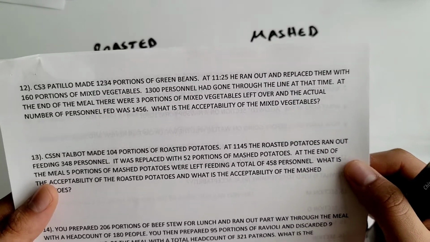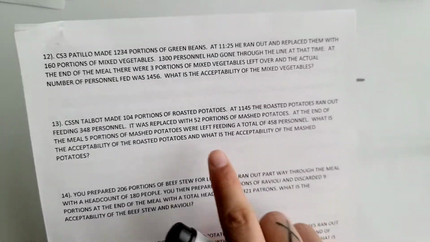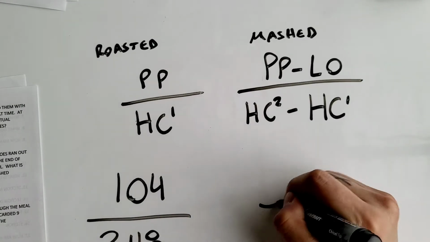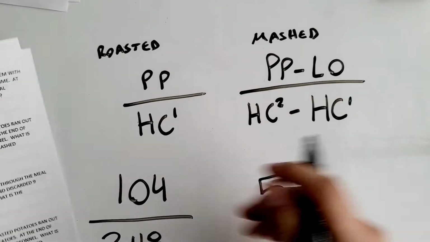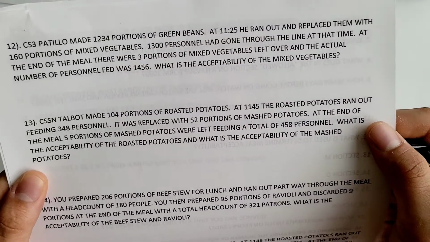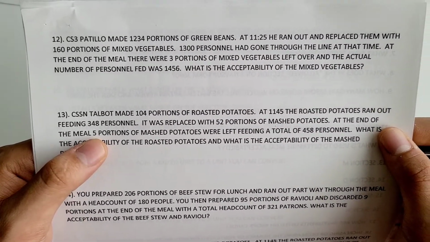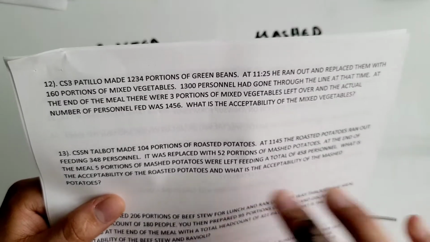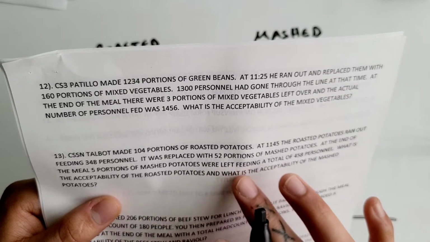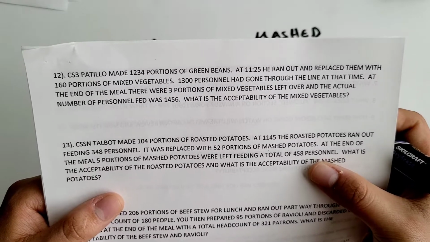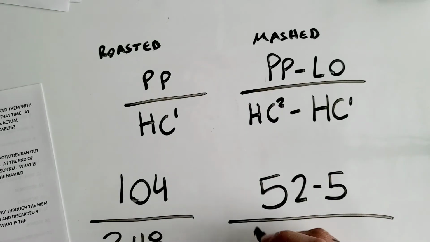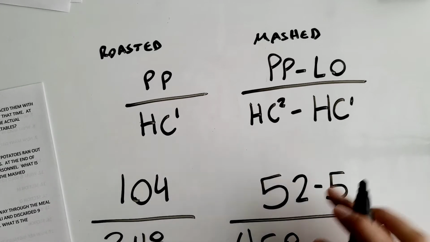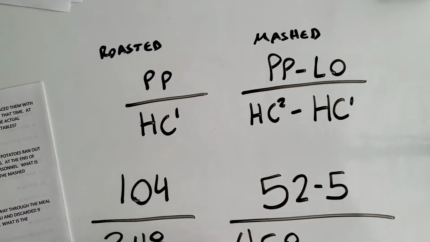And then it was replaced with 52 portions of mashed potatoes. So that would go here, 52. 52 minus, and then at the end of the meal, there were 5 portions left over, so minus 5 over. And then it says we're left feeding a total of 458 personnel. So that's your second head count. 458 minus your first head count, which is 348.